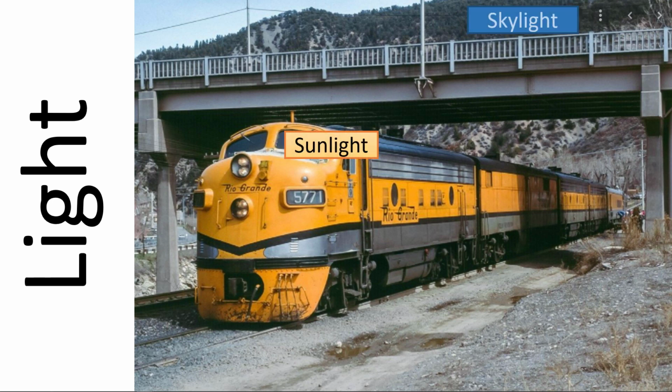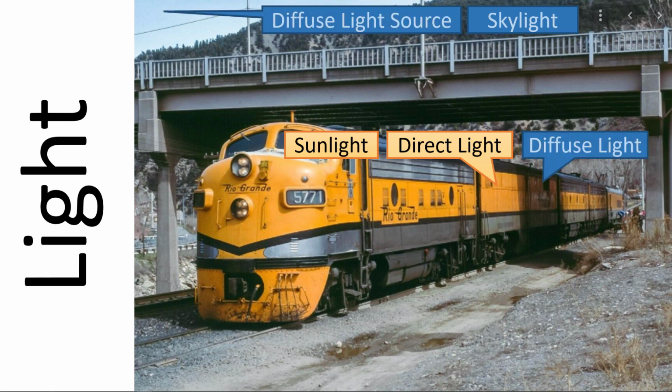There's sunlight. How do we know there's sunlight? We know there's sunlight because there's shadows. And there's skylight. How do we know there's skylight? Because the shadows aren't black. So sunlight is direct light, and skylight is a diffuse light source, and you know what the diffuse light is by looking in the shadow.